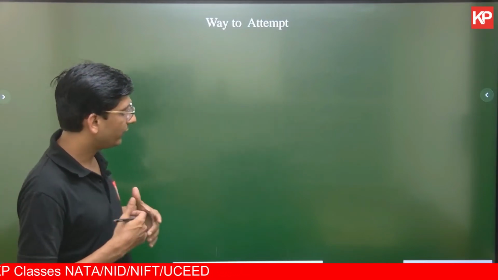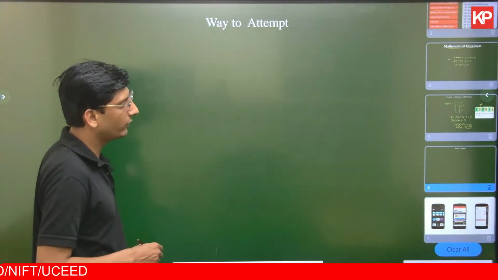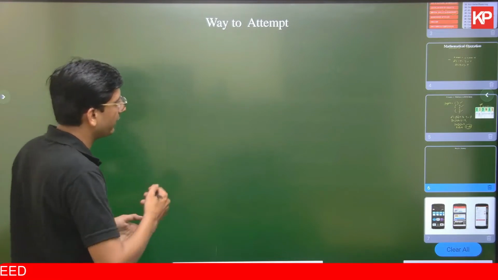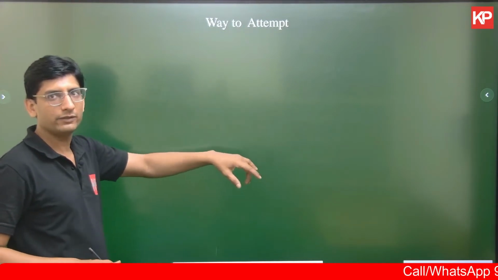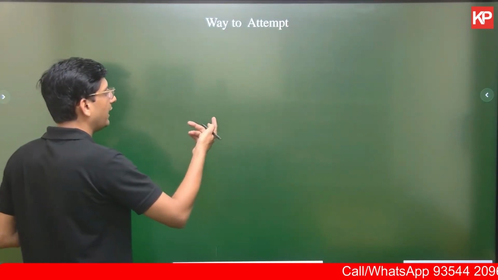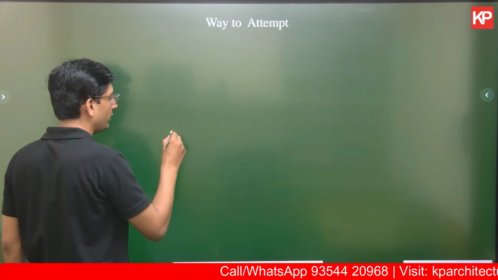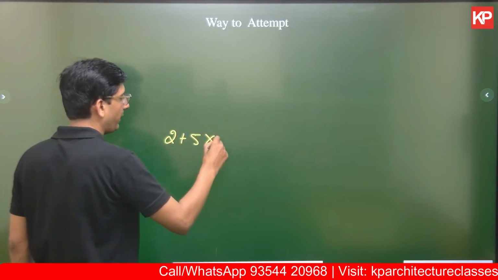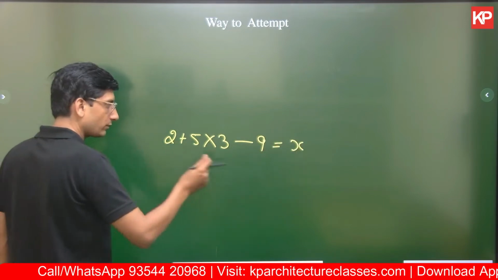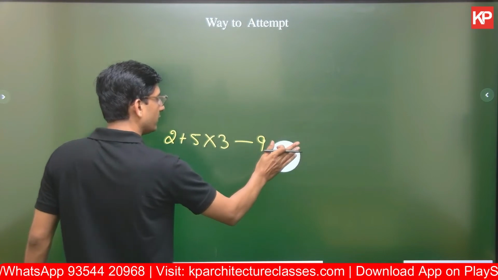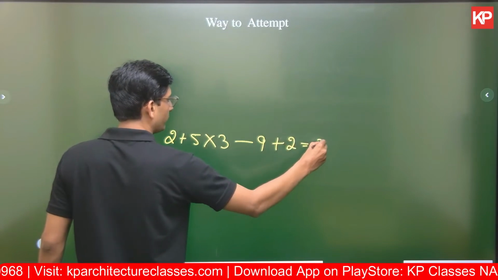Now let me explain the types of question we have here. Basically there will be certain types of question given to you. In some of the questions, like one of the examples I have given, you just have to replace the symbols. In some it is also given that you have to replace numbers as well. Suppose let's take this equation: 2 plus 5 multiply by 3 minus 9 is equal to x. And let's increase it a little bit, add plus 2 is equal to question mark.